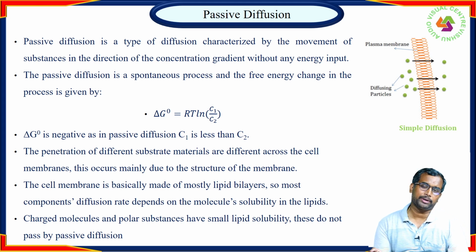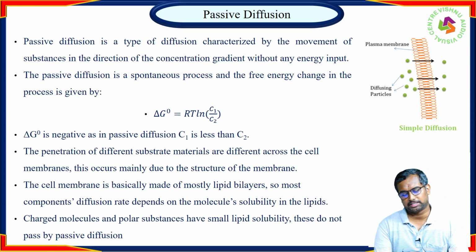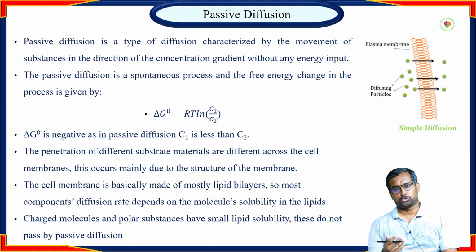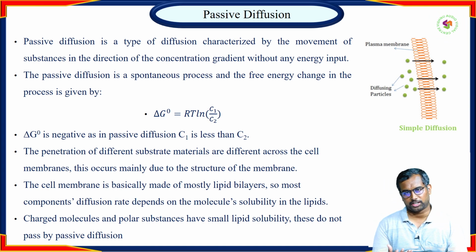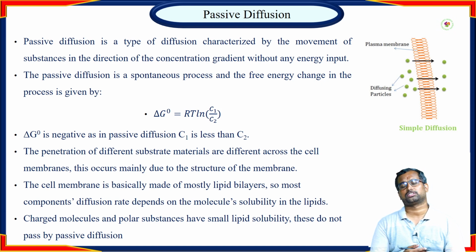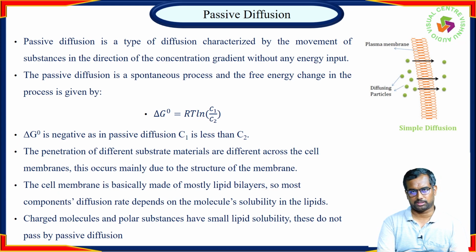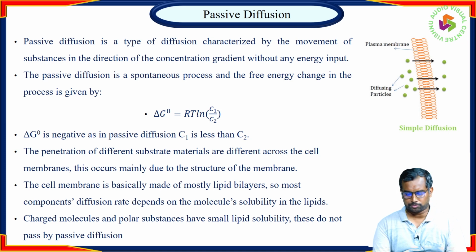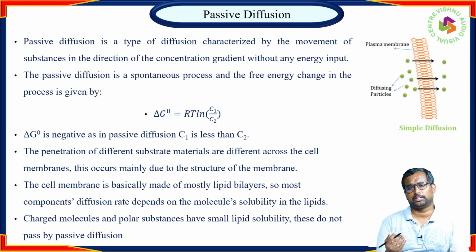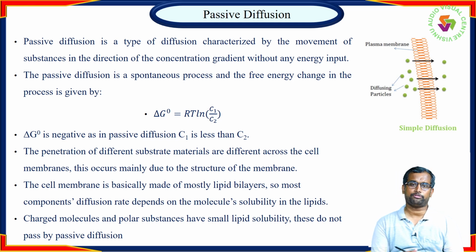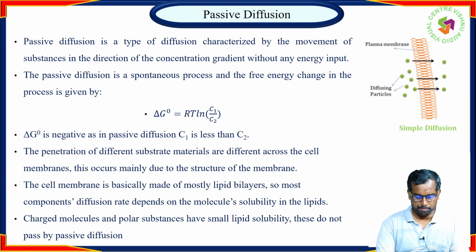If you look at the cell membrane, it is made mostly of lipid bilayers. Lipids are proteinaceous material, and since they are proteinaceous, they are long chain amino acids and polypeptides, so the flow across the cell membrane will be managed by these amino acid molecules present in the lipid bilayers. Moreover, the solubility of the individual particles in the lipid bilayers also determines how much diffusion takes place across the cell membrane.